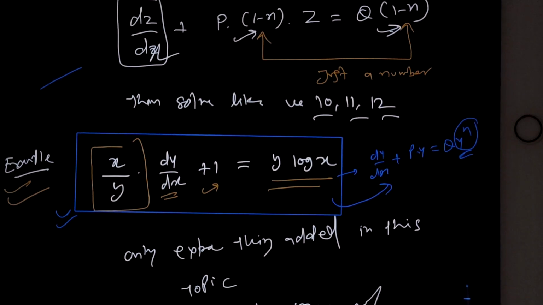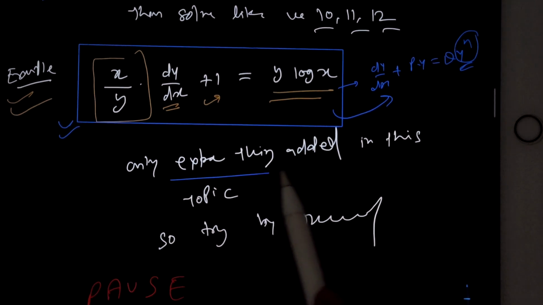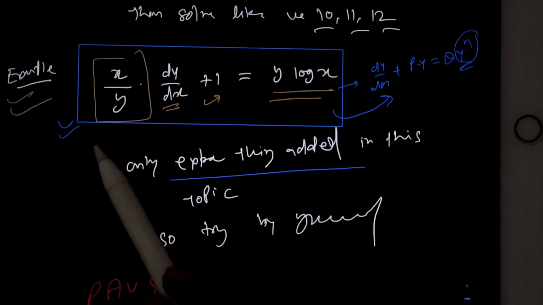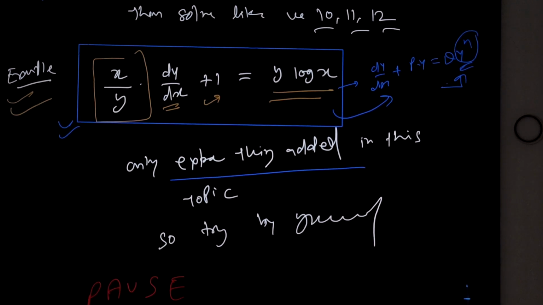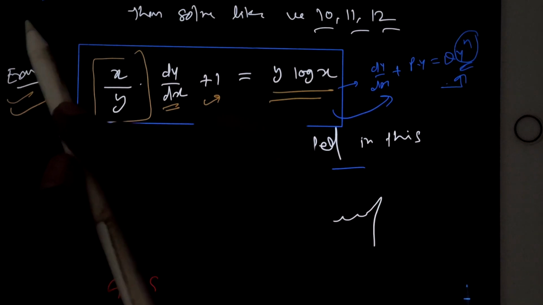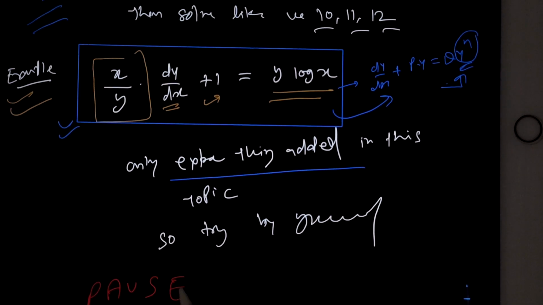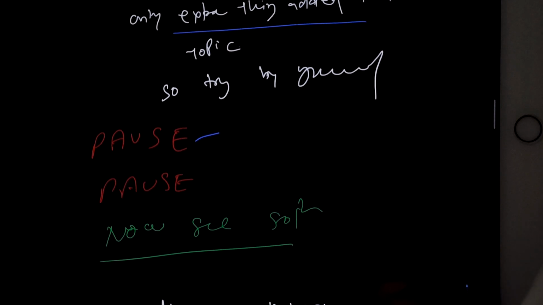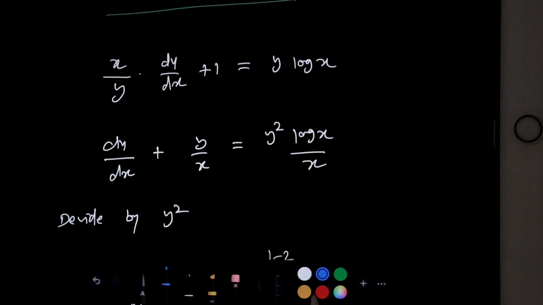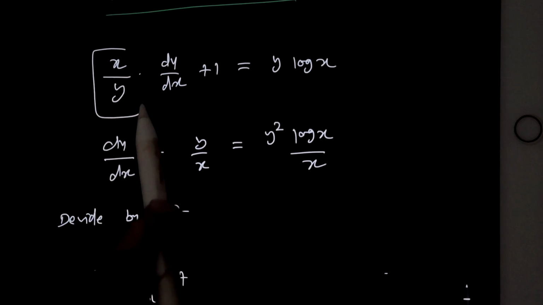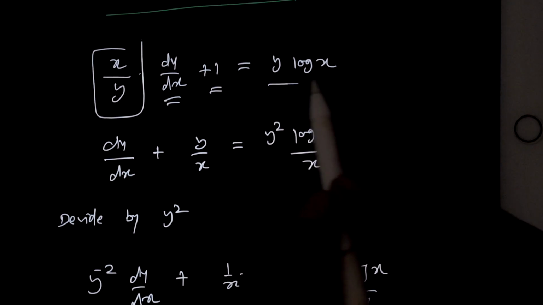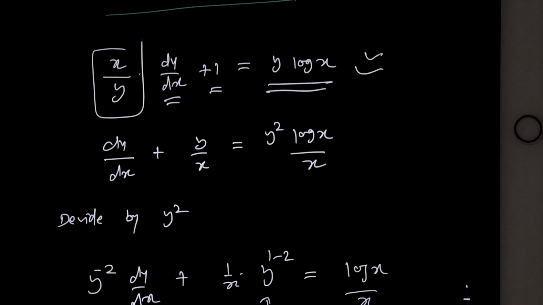So in this example, try this by yourself. The only extra thing we are adding in this topic is y power n, correct? And already in lectures 10, 11, 12 you know how to solve this kind of equation. So you just learned the method, apply that method, pause the video and then see the solution. So this is x by y dy by dx plus 1 and y log x, your question.